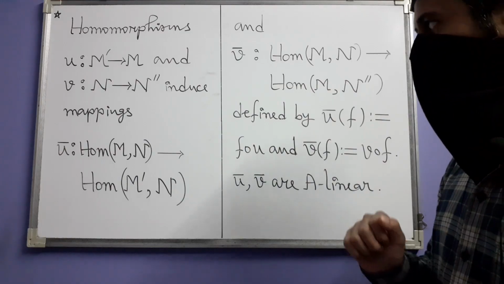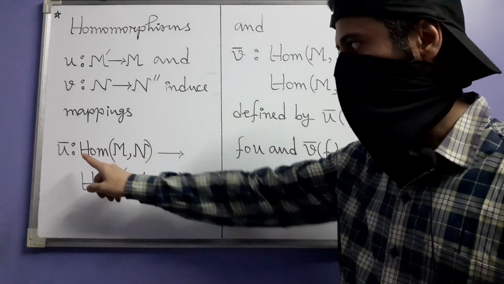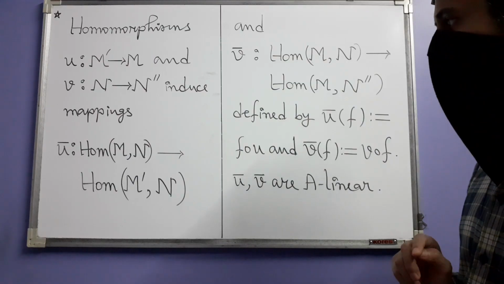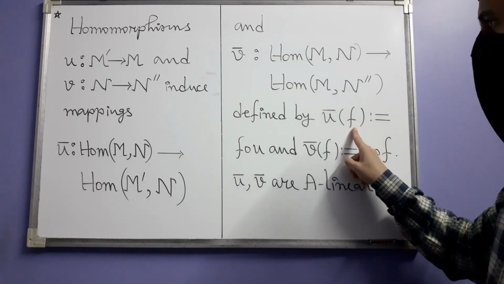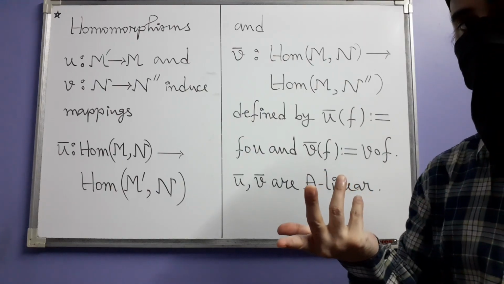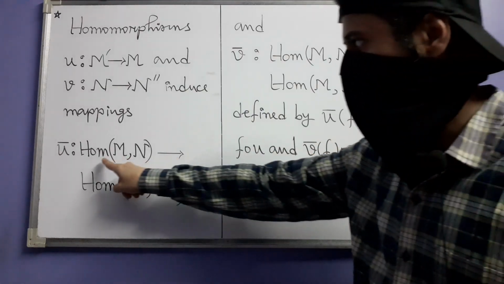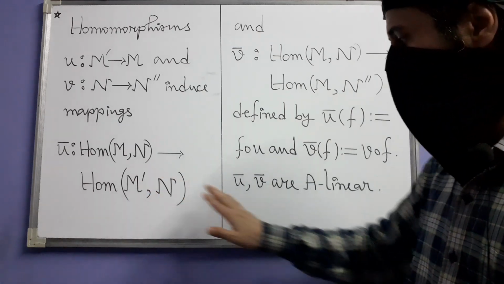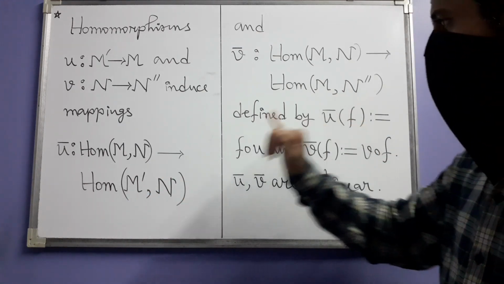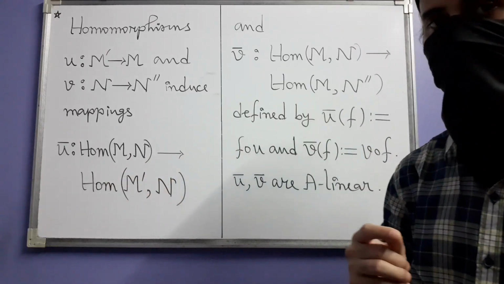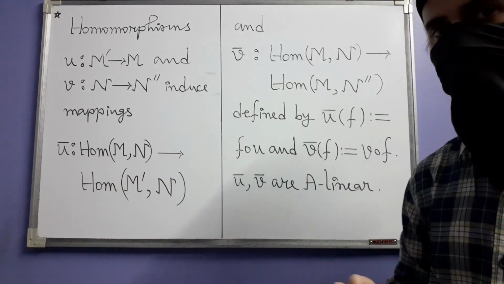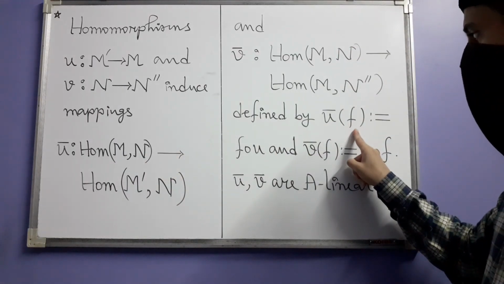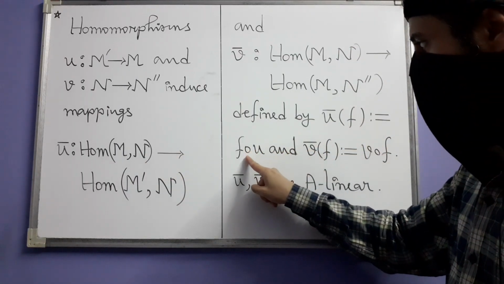You have to first of all show that these functions u bar and v bar are well defined. What does that mean? It means that, say you take f, where will you take f from? F, of course, comes from the domain of u bar. Say you want to show that u bar is A-linear. So you choose f from here. It means that f is a function from M into N. Then what is u bar of f? U bar of f is f composite u.